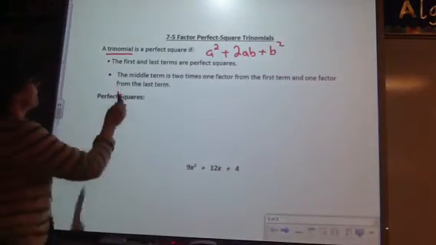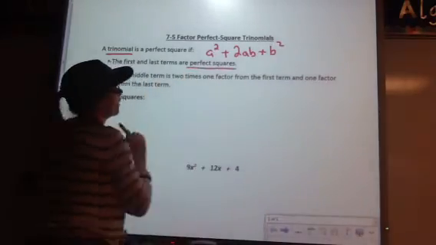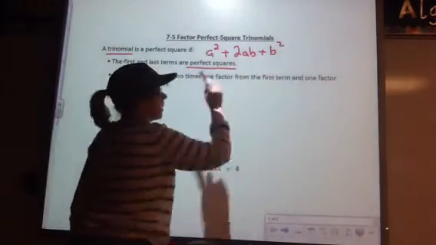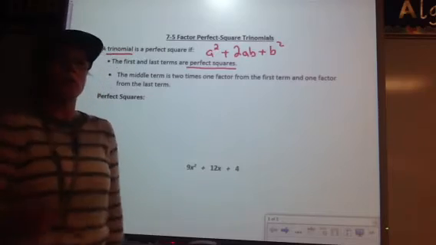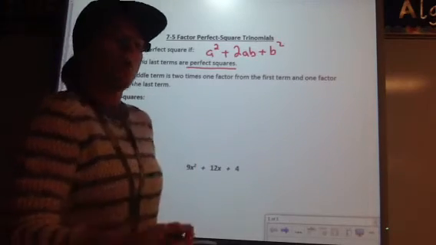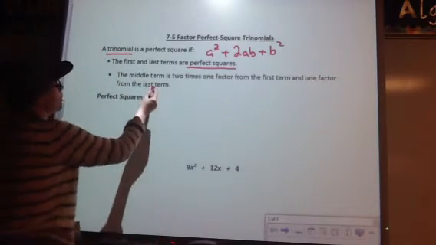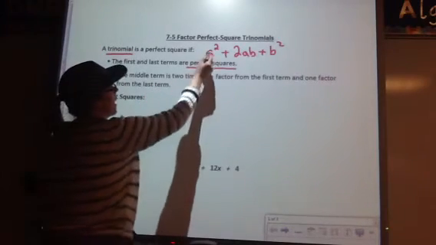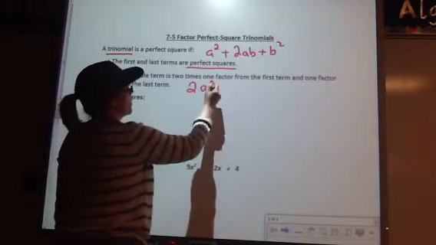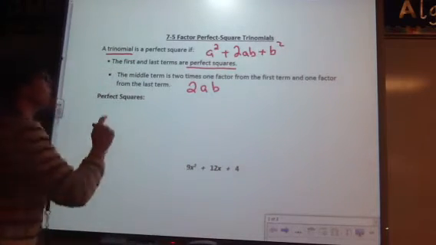All right, so what does this mean? The first and last terms are perfect squares. A is a perfect square, B is a perfect square. Remember, perfect squares are like 4, 9, 25. Okay, the middle term is 2 times one of the first factors and one of the second factors. So let's look at this.